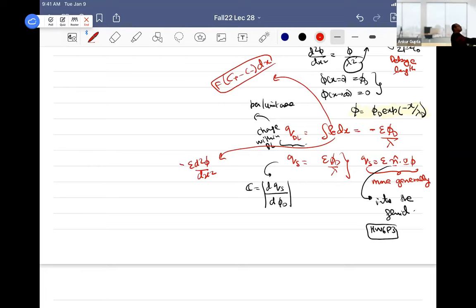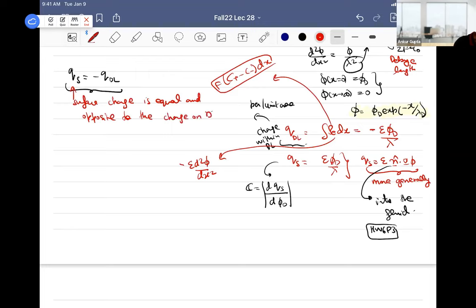In your exams or in your homework, I don't want you to be doing all of this integration of rho e dx. There are two things I want you to remember. One is that surface charge is the opposite of the double layer. So whatever charge is in the double layer, the surface charge is equal and opposite to the charge on the double layer. And more importantly, QS is given by N epsilon N dot grad phi, where N is the unit vector into the fluid, at the surface. Okay, so this is how you should remember this.